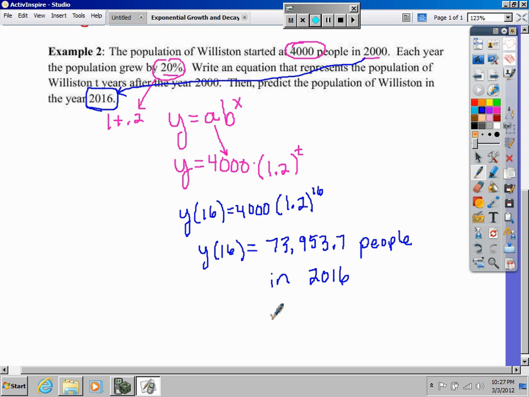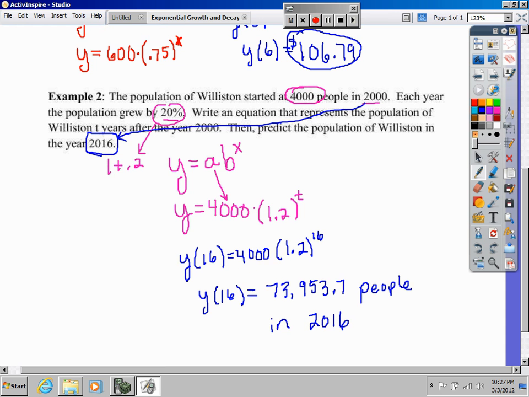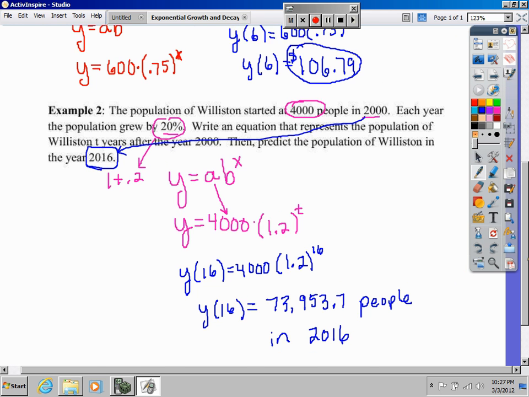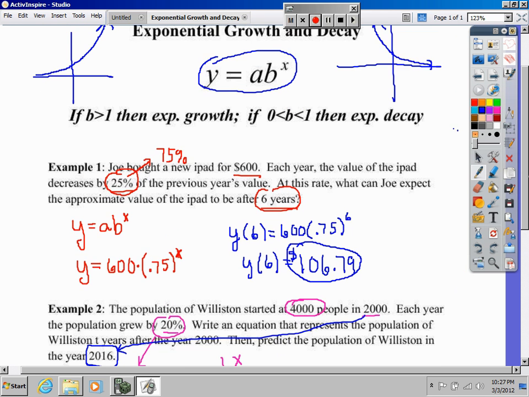Technically speaking, if they said round to the nearest person, then you'd say 73,954. But you could also argue, technically speaking, that that fourth person isn't there, so it'd be 73,953. It all depends on how the question wants you to answer it as a decimal. This would be an example of exponential growth, then. The iPad problem was an exponential decay problem.